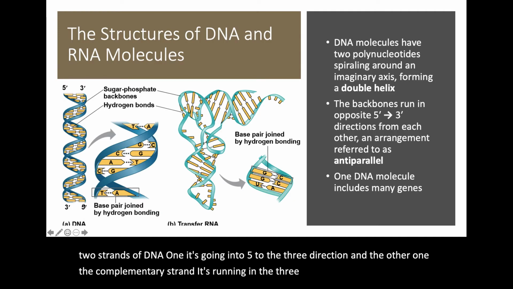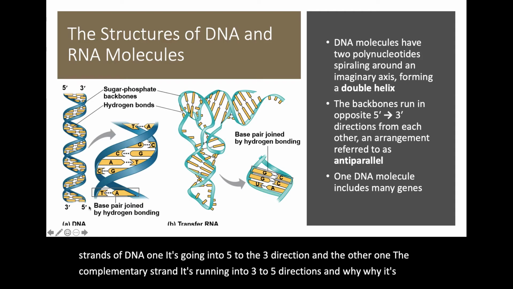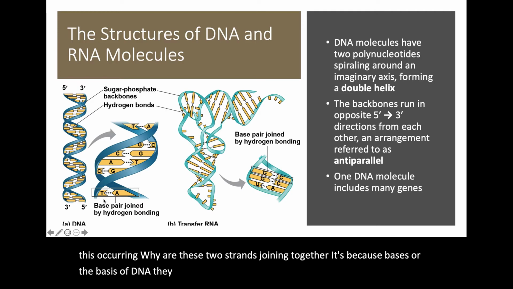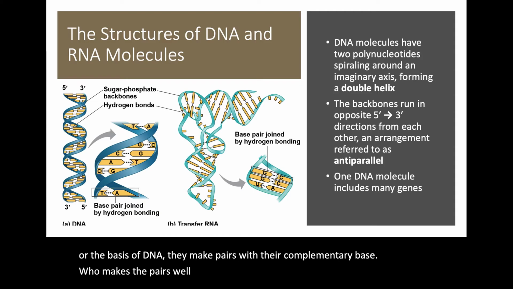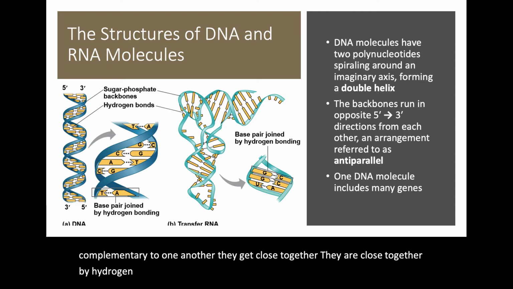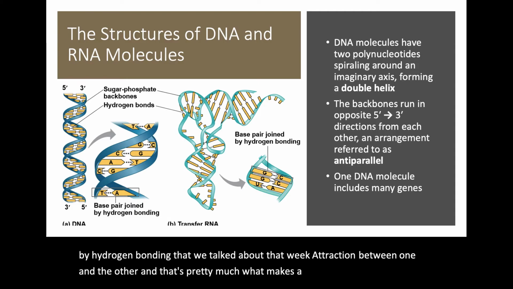And why is this occurring? Why are these two strands joining together? It's because the bases of DNA make pairs with their complementary base. Who makes the pairs? Well, A pairs with T and C pairs with G, and because they're really complementary to one another, they get close together. They're held together by hydrogen bonding that we talked about, that weak attraction between one and the other, and that's pretty much what makes a DNA molecule a double helix molecule.